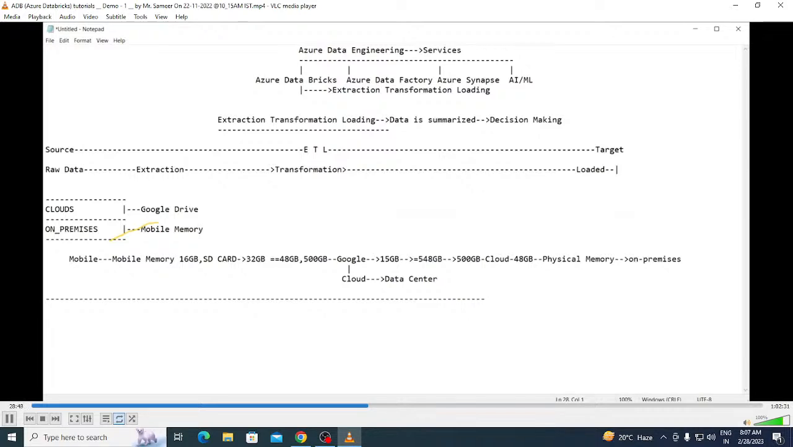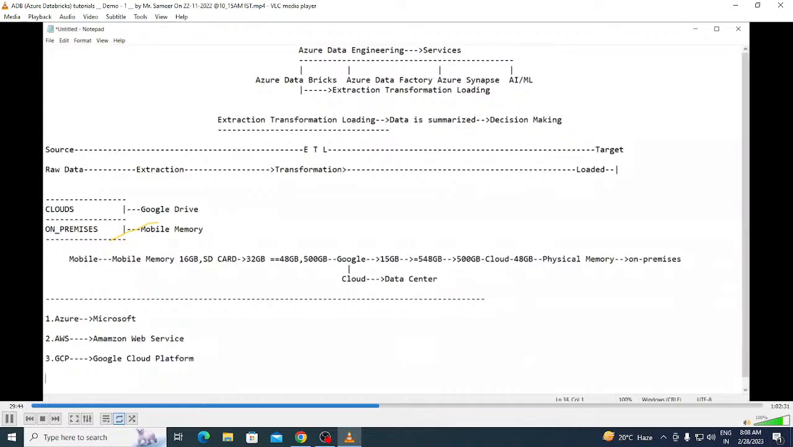The following are the cloud providers we have. The first one is Azure. Azure is a cloud provider from Microsoft, which markets its cloud product under the name Azure. The next provider is Amazon, or AWS, which stands for Amazon Web Services. The third one is GCP, which stands for Google Cloud Platform.